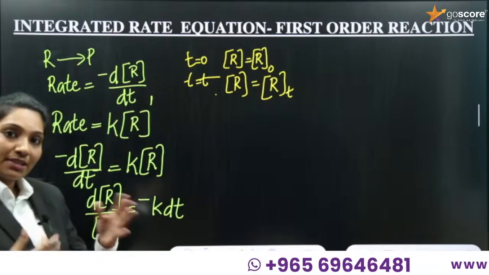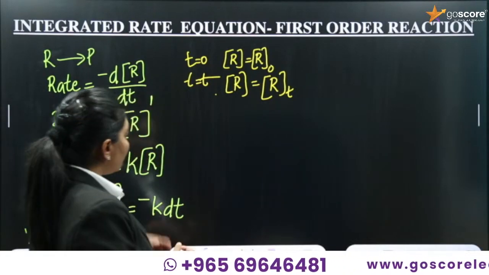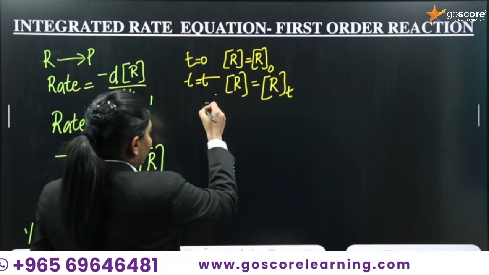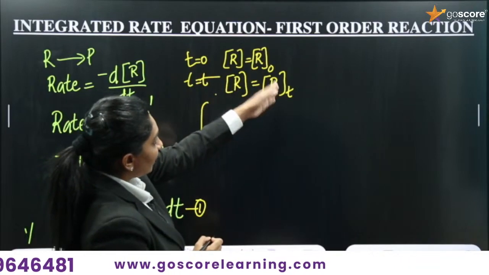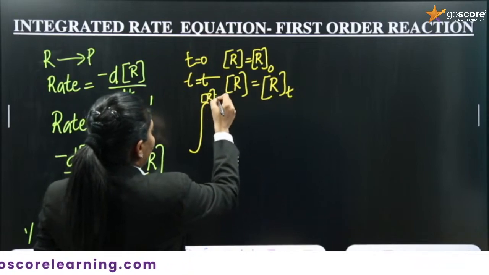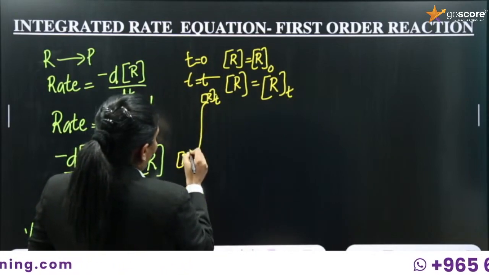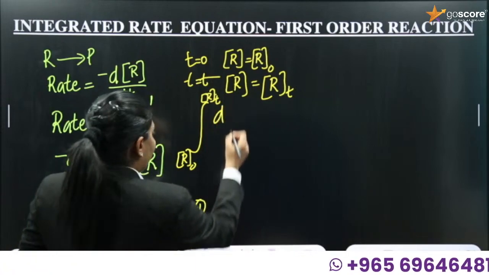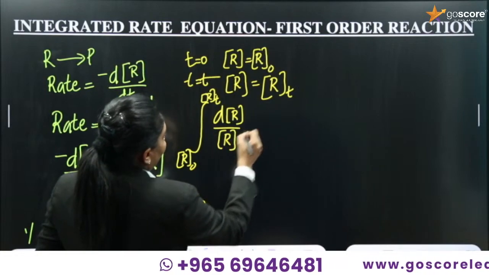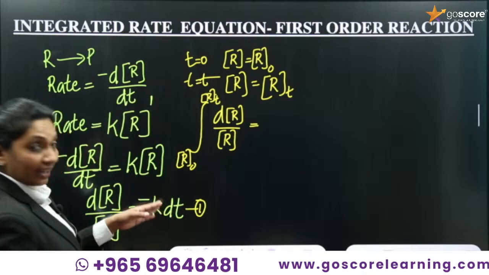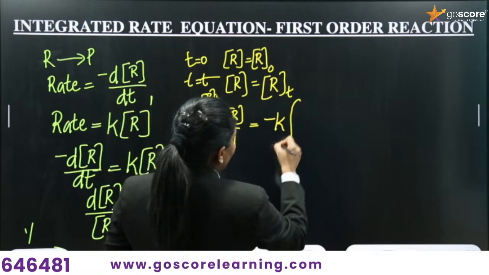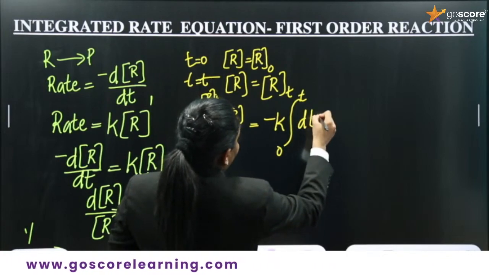Now, the same way we did for the zero order, we want to integrate this first equation. When you integrate, the upper limit will be Rt and the lower limit will be R0. Thus, the integral from R0 to Rt of dR by R is equal to minus k. What's the limit for dt? It is 0 to t. Minus k, integral 0 to t of dt, right.